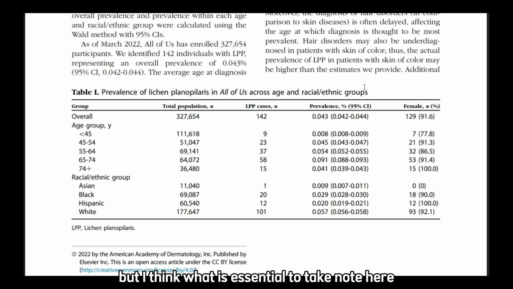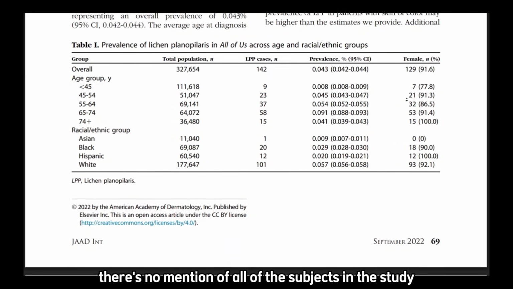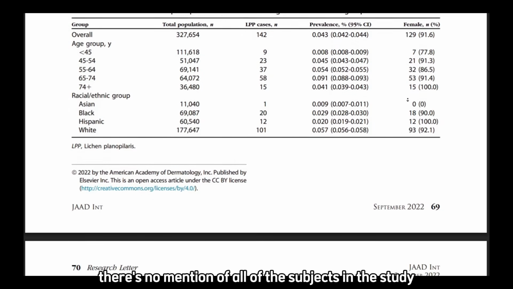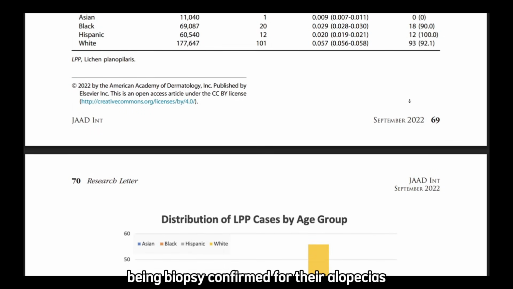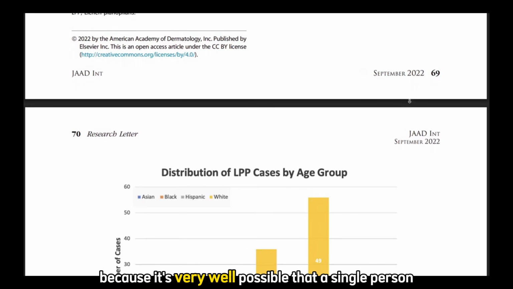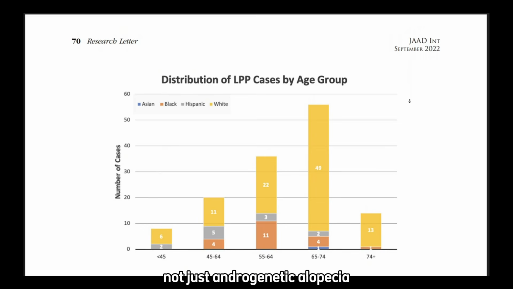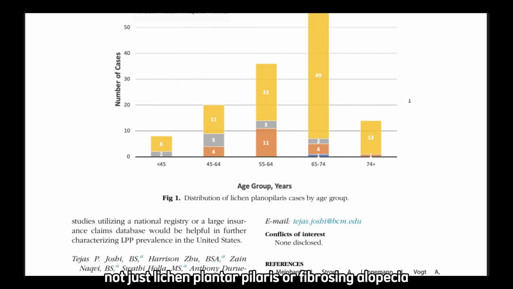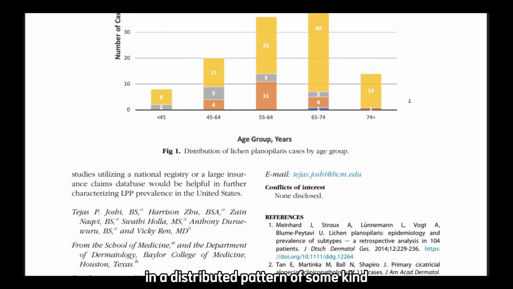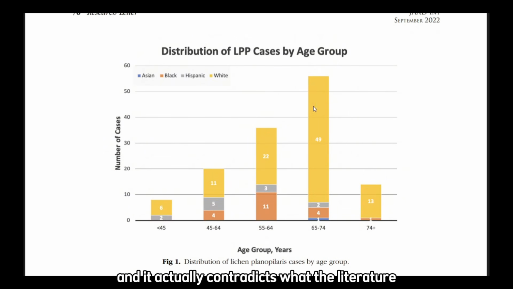But I think what is essential to take note of here is that when you read the paper, there is no mention of all of the subjects in this particular database being biopsy confirmed for their alopecias. Because it's very possible that a single person can be dealing with multiple alopecia conditions, not just androgenetic alopecia, not just lichen planopilaris or fibrosing alopecia in a distributed pattern of some kind. And in fact, there are other papers that highlight this being the case, and it contradicts what that particular literature by Joshi P. et al. was showing.